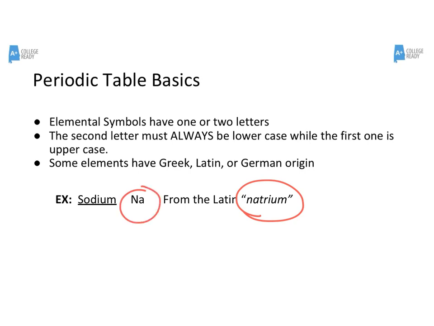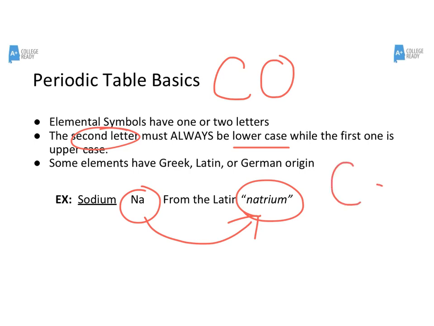Sodium, Na, comes from this Latin word. It's important that you use a lowercase for that second letter. For example, this is a compound called carbon monoxide, while this is an element called cobalt. So there's a great deal of difference in just making sure that you have the lowercase letter for the second letter.